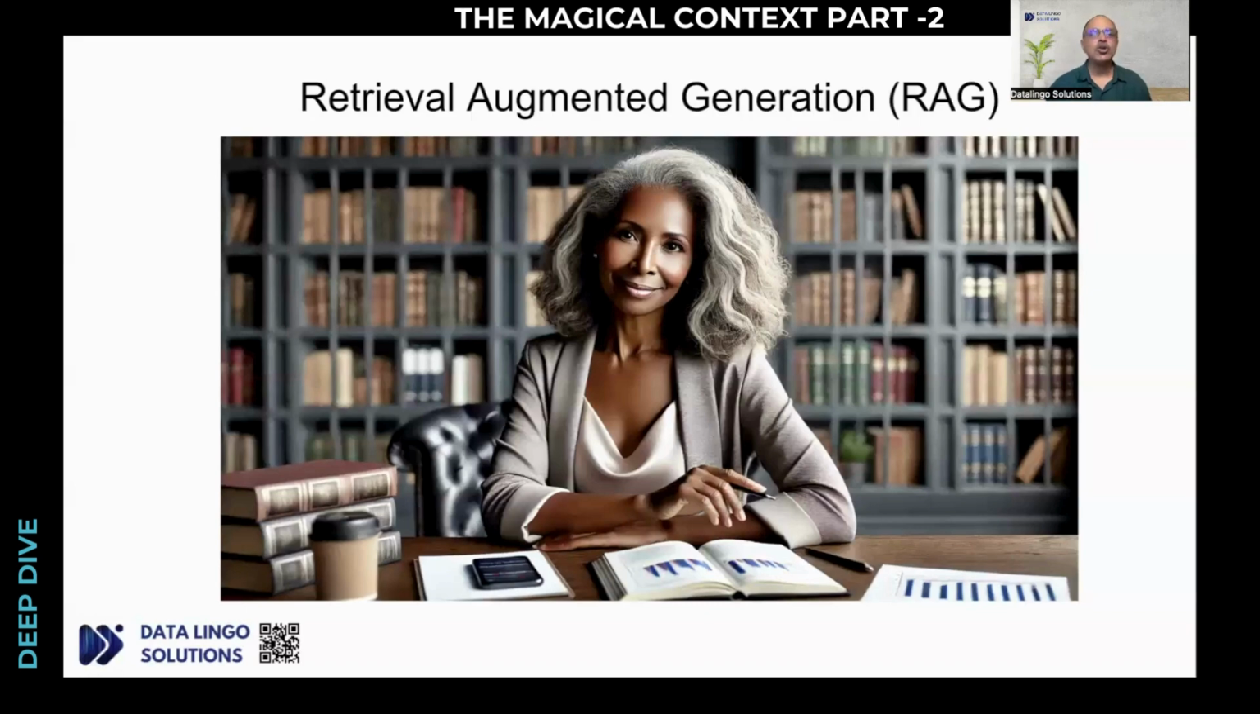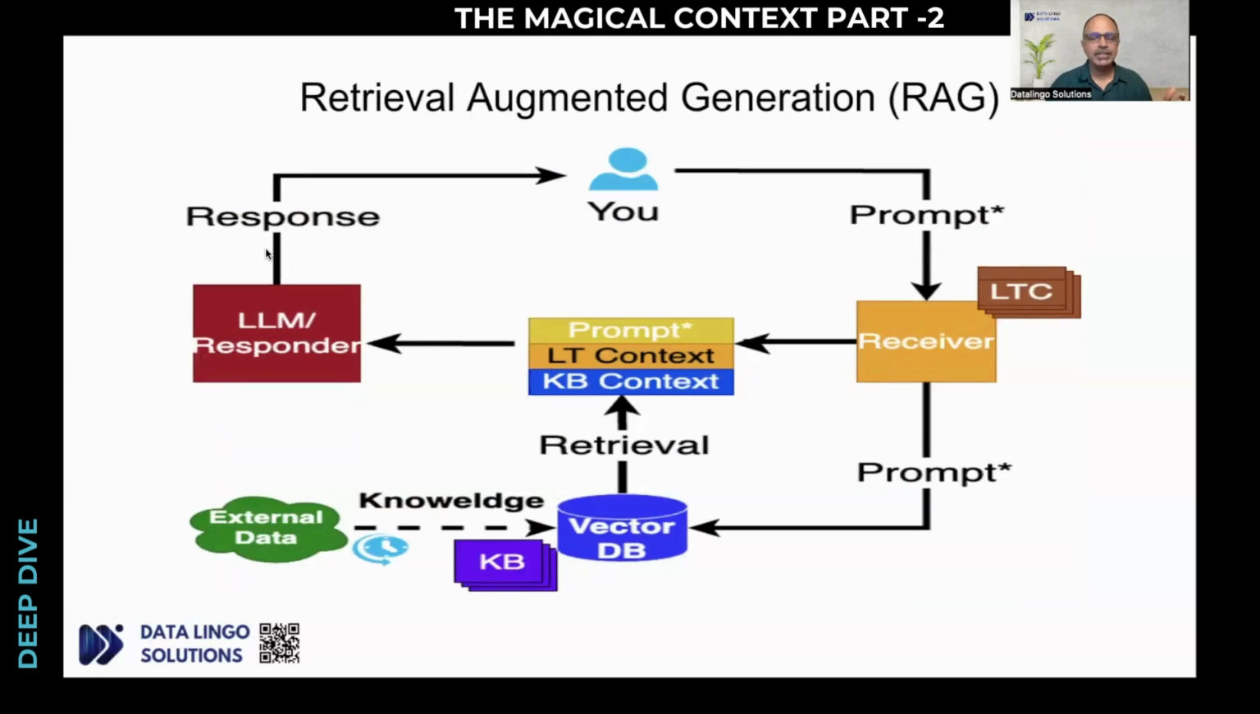Let's take a closer look at how RAG works. Here is the flow for augmenting the context. The key component is the vector DB, which contains additional knowledge and has the ability to retrieve relevant knowledge on demand.